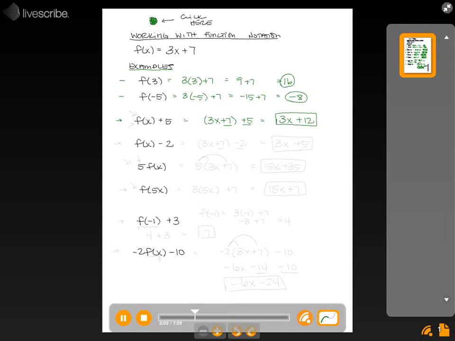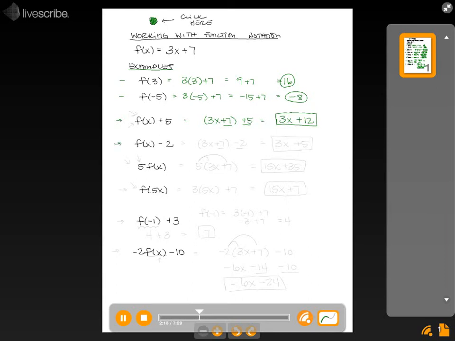Alright, so it's a little different. We're completely swapping out the f of x for what the function actually is. We're not necessarily evaluating it anymore. We're not substituting a number in for x. We're completely substituting out the whole f of x for what it equals. Let's look at this next one.